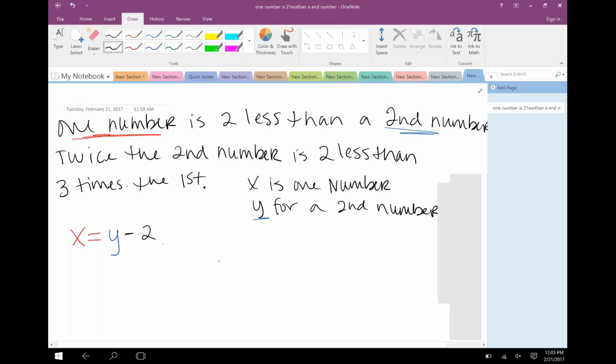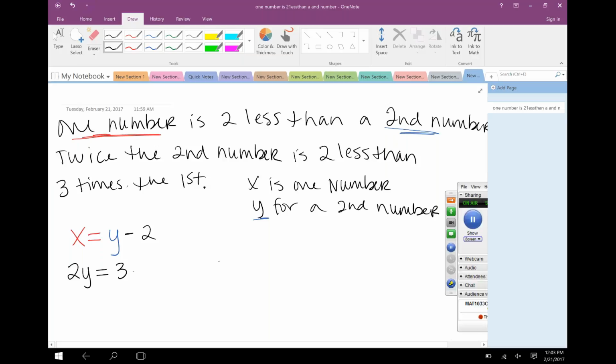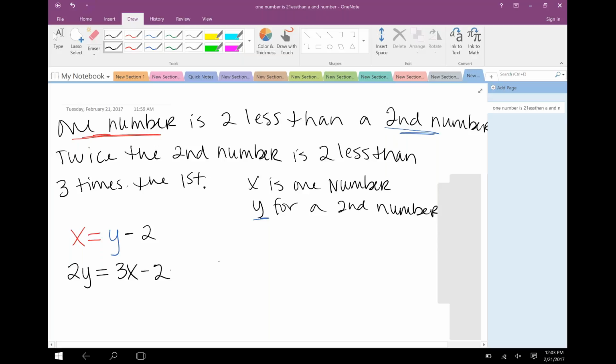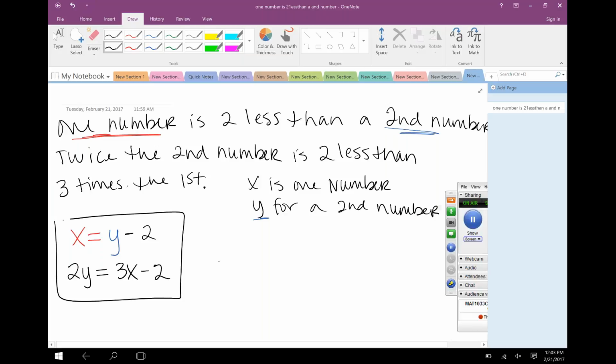Now, twice the second number, so 2 times the second number, is, remember, equals, is 2 less than, so something minus 2, 3 times the first, so it's x. So it's going to be 3 times x minus 2. So twice the second number, 2 times y, is 2 less than 3 times the first. So this is going to be your system here.